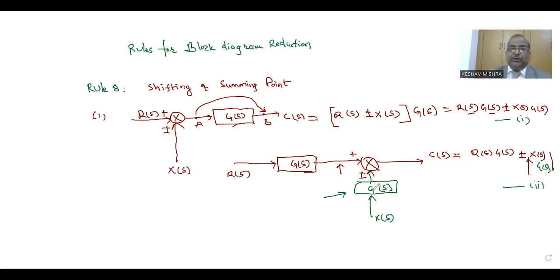So this is the concept of shifting of summing point. Similarly, the summing point can also be shifted if suppose there is some summing point at position B, that summing point can also be moved from position B to A. In that case, we will introduce a block with transfer function 1 upon G(s) in order to maintain the same output. So this is the summing point shifting. This is rule number 8.